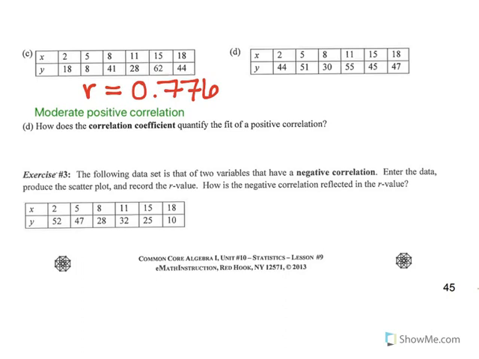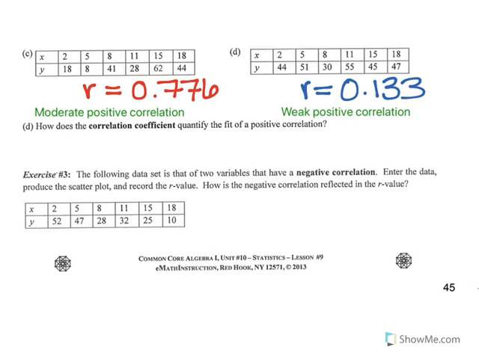Now in part D, the R value that we get is 0.133. Still positive, but this is closer to 0 than it is to 1, and this would be a weak positive correlation on this one.